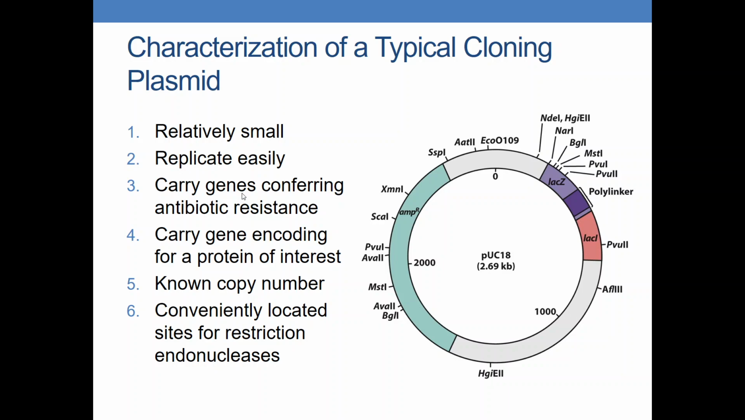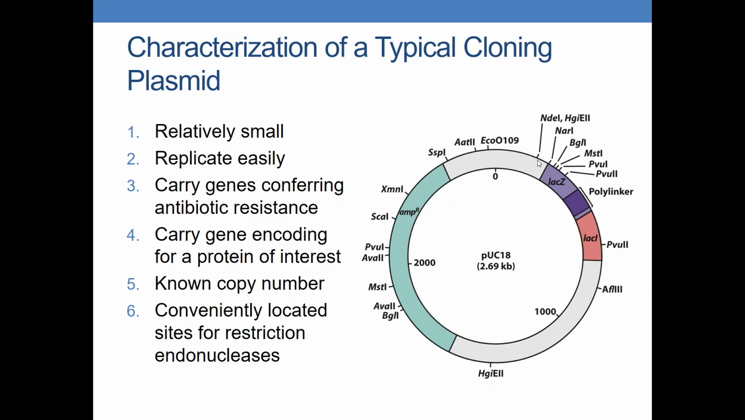Okay, so the third point here, you want your vector to carry certain genes that confer antibiotic resistance or some sort of fitness advantage. So here I'm going to point you to certain features of this vector. You'll see a bunch of stuff over here. You'll see each of these tick marks indicate restriction enzyme sites.